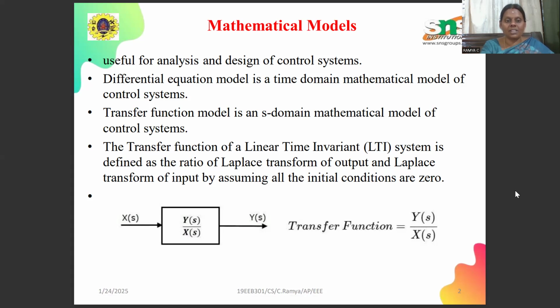Let me explain what this transfer function is. Transfer function is defined as the ratio of the Laplace transform of output to the Laplace transform of input, assuming all the initial conditions are zero. By this definition, we can derive the formula: transfer function equals Y(s) by X(s). You can see this in the block diagram. The block diagram has the control system, which has the input X(s) and produces the output Y(s). In between, we have the transfer function, and we represent the transfer function as Y(s) by X(s).